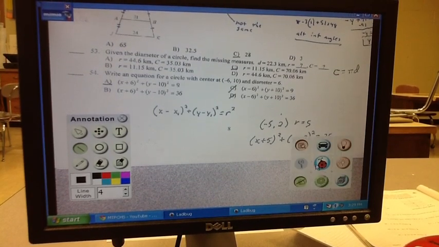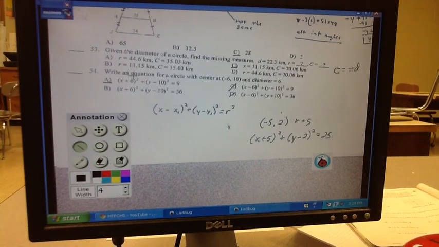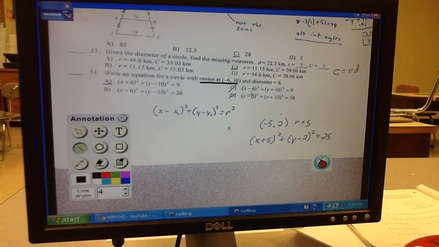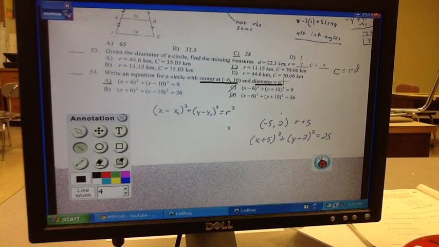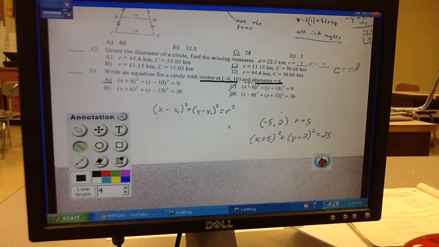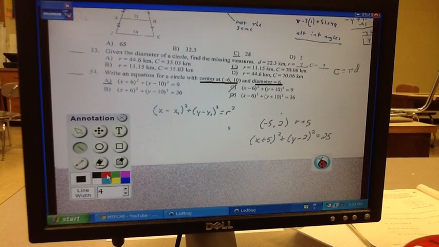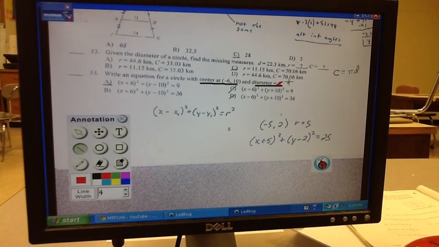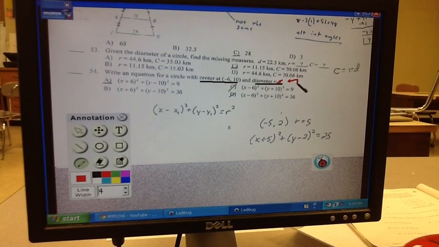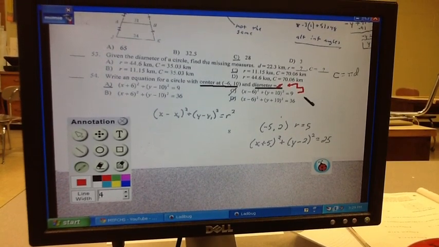Number 54. Good old 54. Which of the equations is given the center and the diameter? First of all, remember, in the equation we're not talking about diameter. Go ahead and write that as a radius. So if the diameter was 6, we know the radius is 3.